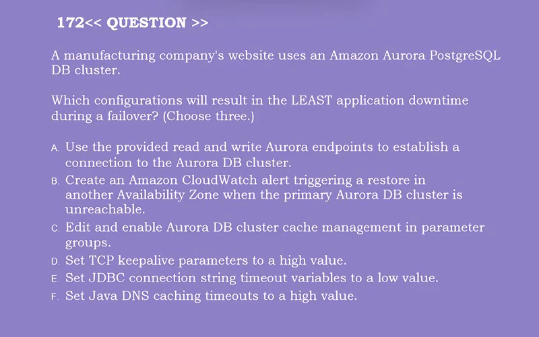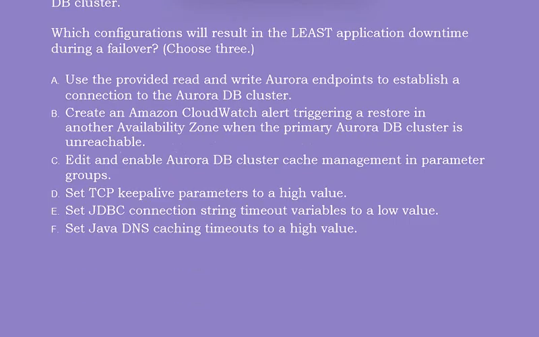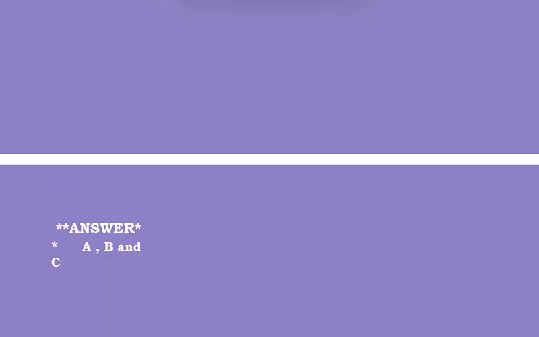Option D. Set TCP keepalive parameters to a high value. Option E. Set JDBC connection string timeout variables to a low value. Option F. Set Java DNS caching timeouts to a high value. Correct answer is option A, B and option C.